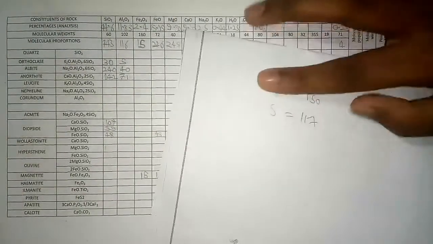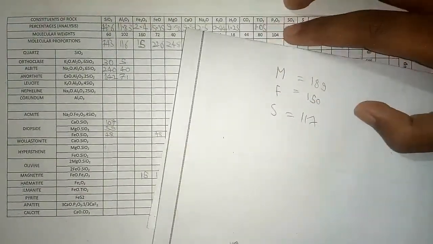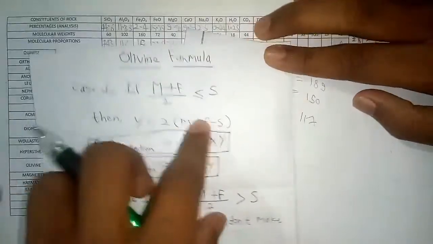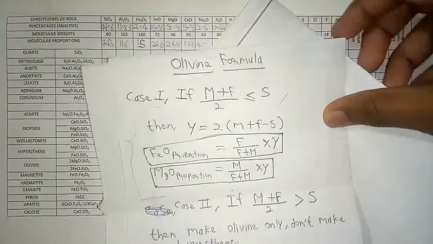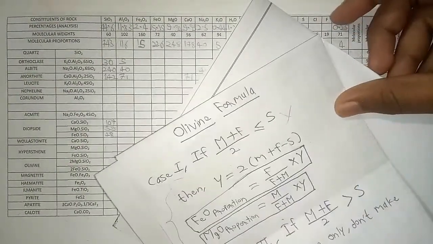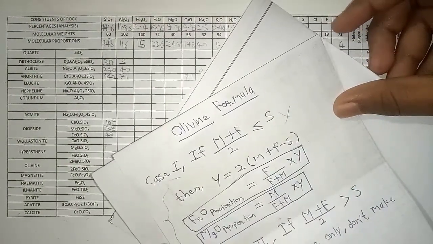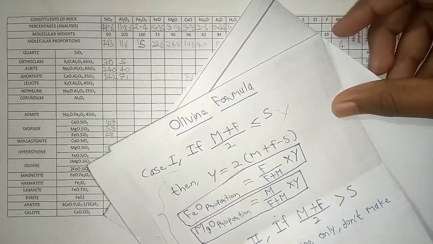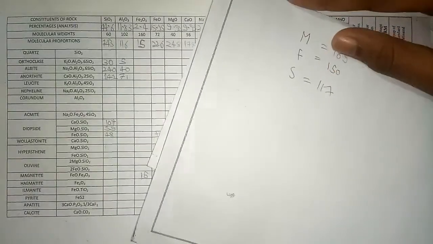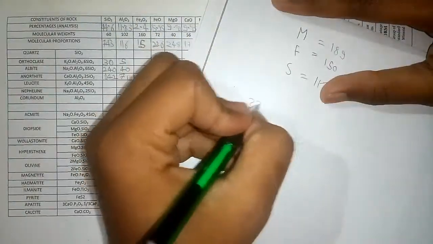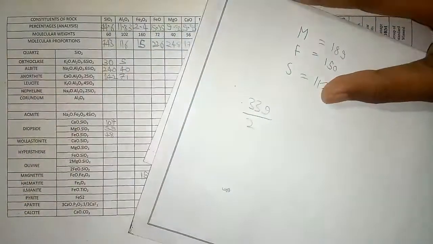Okay. So for this formula, we have to keep in mind m plus f. So m plus f is 189 plus 150, not 250, it is 150, right? So 189 plus 150 equals 339. It is 339 divided by 2.